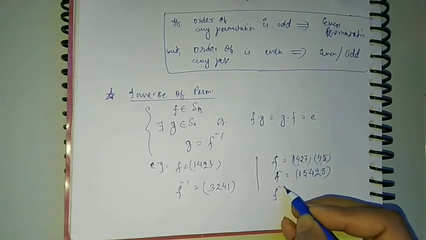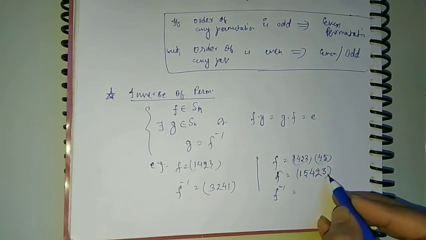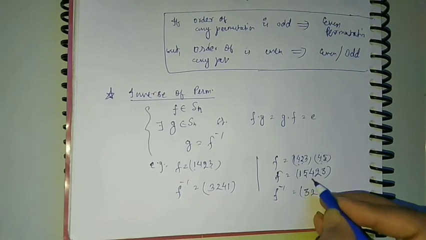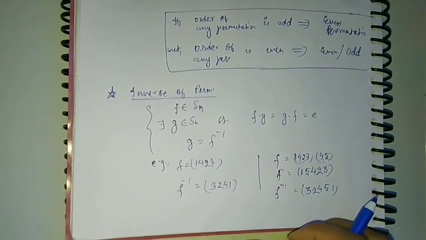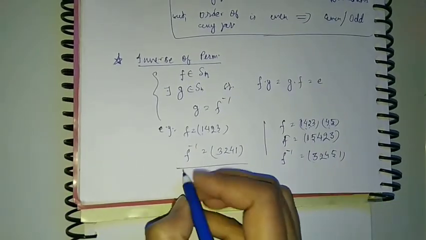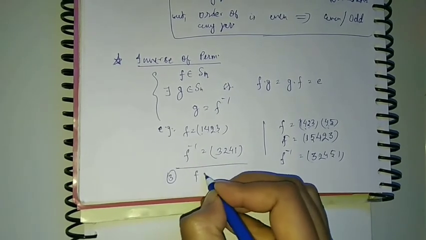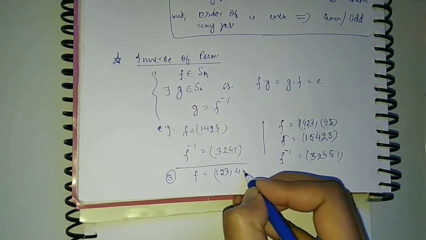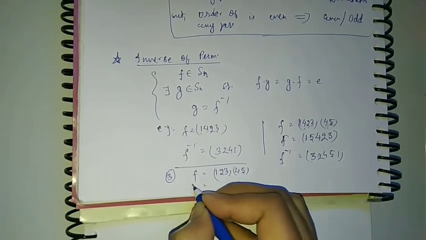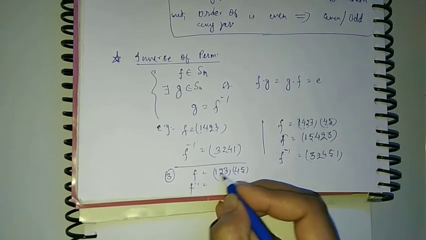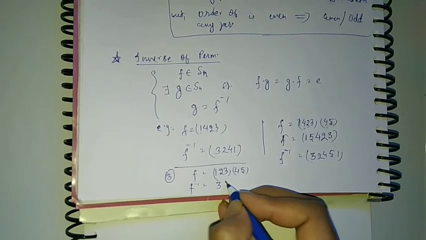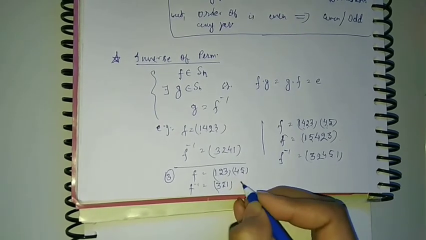Now we can find the inverse of f. Just write the elements in reverse order. First write 3, 2, 4, 5 and 1. And example number 3, if f is (1 2 3)(4 5), then f inverse will be equal to just the inverse of elements from each cycle, that is (3 2 1)(5 4).